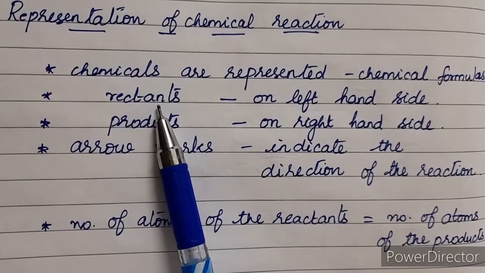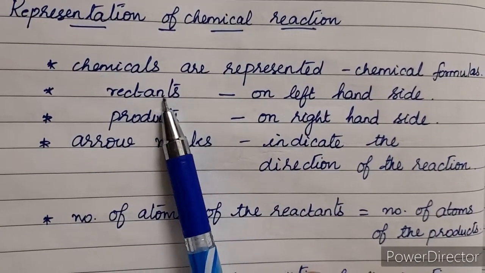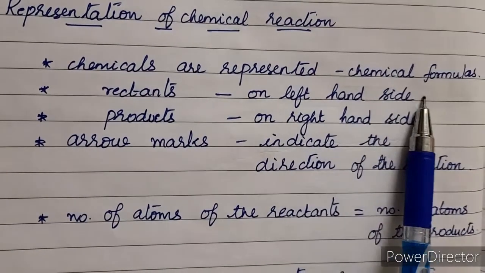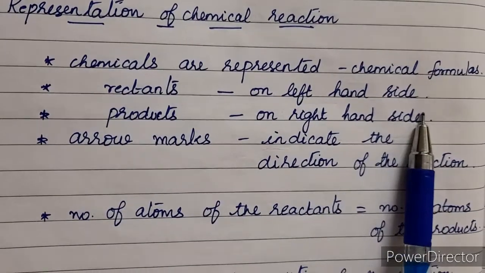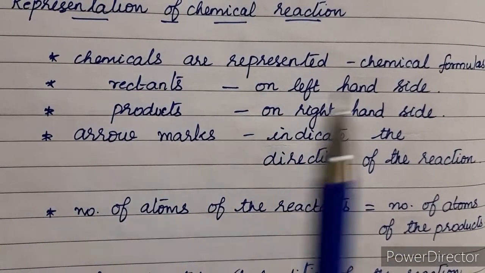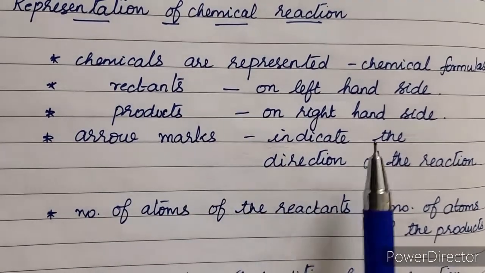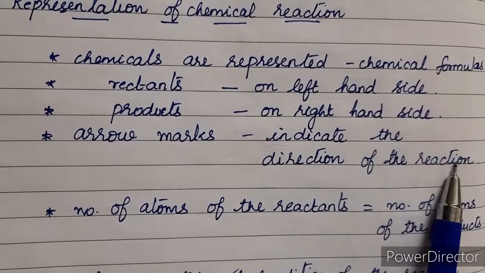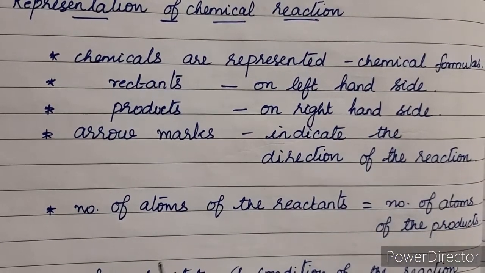Now, how are chemical reactions written? The reacting molecules are written on the left hand side, and the products are written on the right hand side. The arrow mark divides the reactants and the products, that is, you put an arrow mark in between. So the arrow mark indicates the direction of the reaction.